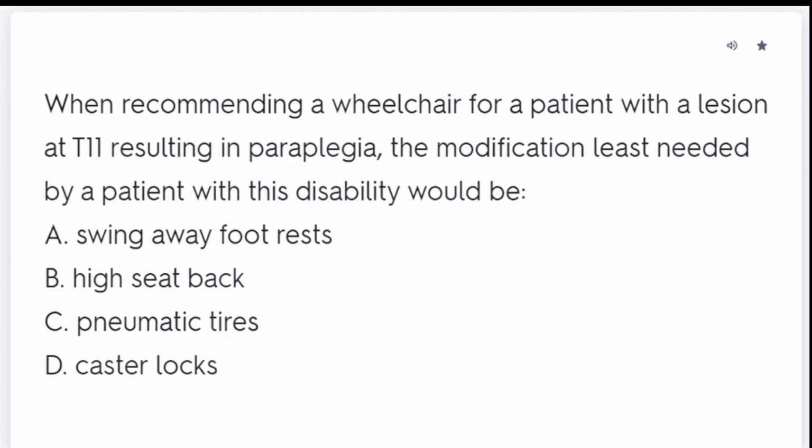When recommending a wheelchair for a patient with a lesion at T11 resulting in paraplegia, the modification least needed by a patient with this disability would be A. swing away footrests, B. high seat back, C. pneumatic tires, D. caster locks.